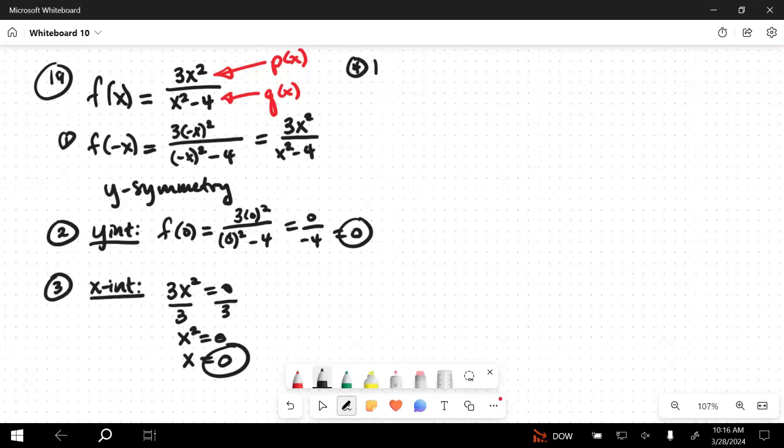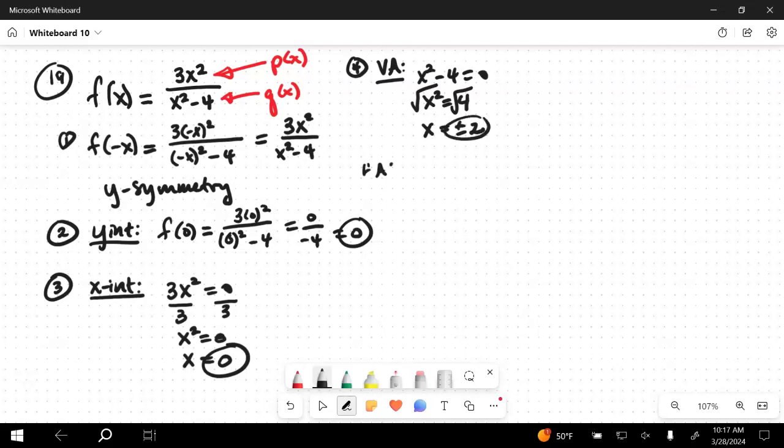Step number 4, horizontal asymptotes, vertical asymptotes. Okay, vertical asymptotes. To find these, we solve q of x set equal to 0. I'm going to use the square root method on this, but you can use the quadratic formula or factor. I'm going to take the square root of both sides. On the left, the square root and the square cancel each other out. On the right, because we took the square root of both sides, we get plus or minus, and the square root of 4 is 2. So they're my vertical asymptotes.